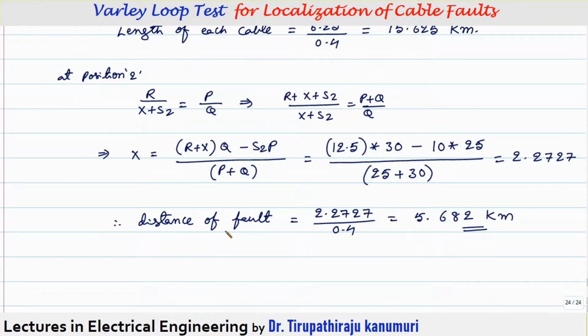Therefore, distance of the fault will be equal to 2.2727 divided by resistance per unit length. Resistance per unit length is 0.4. So this will give the result in kilometers, that is 5.682 kilometers. So in this way you have to calculate the numericals. So I hope the Varley loop test is completely clear to you.